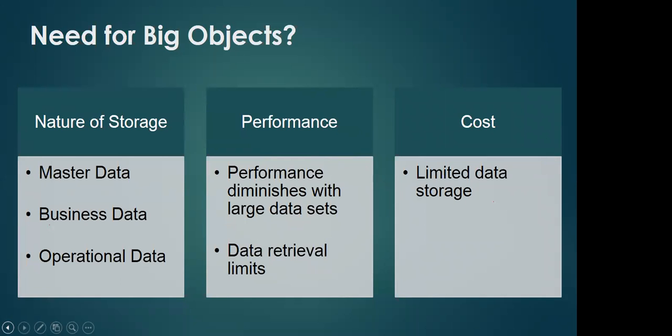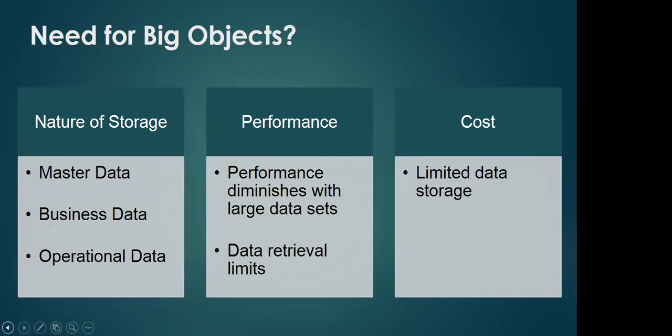The first aspect is truly about the nature of the storage. The data that we store within our Salesforce instances can be categorized into three basic buckets. The first is master data, which is configurational data that each one of us stores, and we typically use tools like custom settings, custom metadata types or custom labels to store it. Or even sometimes, for that matter, we end up using custom objects.